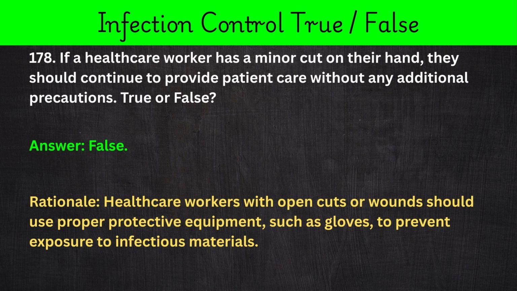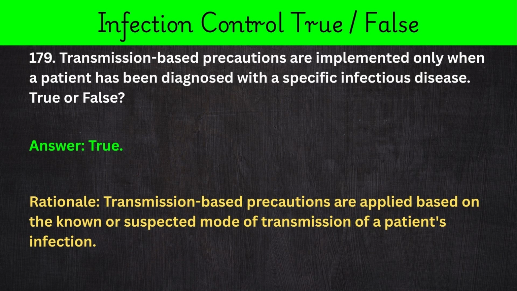178. If a healthcare worker has a minor cut on their hand, they should continue to provide patient care without any additional precautions. True or false? Answer: false. Rationale: healthcare workers with open cuts or wounds should use proper protective equipment, such as gloves, to prevent exposure to infectious materials.